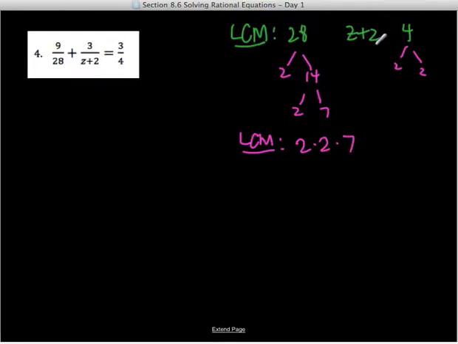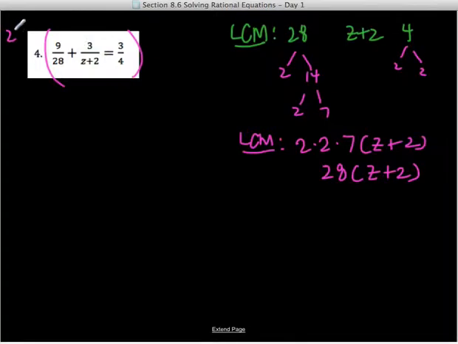And then there's a z plus 2. Well, that's going to be z plus 2. So 2 times 7 is 14, so my LCM is 28, z plus 2. Okay, so I'm going to go ahead and multiply that to my problem. So it's 28, z plus 2. So all the numerators are going to be multiplied by this.